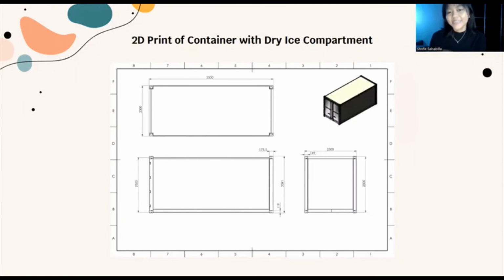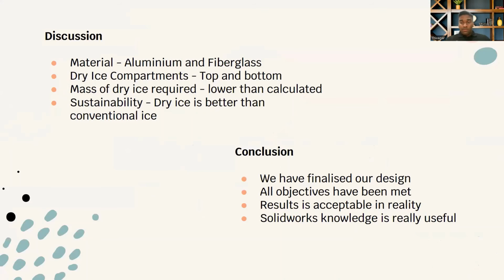So in terms of the material, we chose aluminium and fiberglass. This is due to its durability, ease of installation, and based on the calculation, its superior application for refrigeration. In terms of the dry ice compartment, we mutually agreed to place it at the top and the bottom part of the container. This is to ensure that it is not blocked when loading and unloading the frozen food. And at the same time, throughout the journey, we will have a uniform temperature. In terms of the mass of dry ice required, we found that it is lower than calculated because our container has a low amount of heat dissipated.